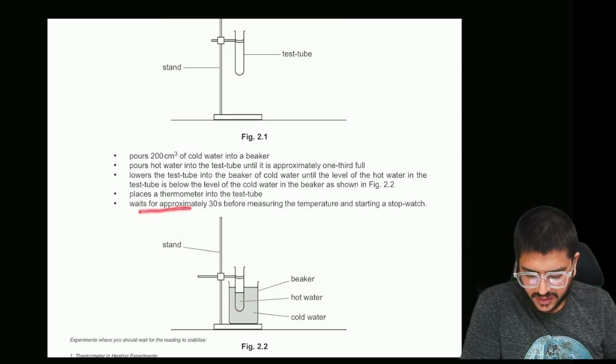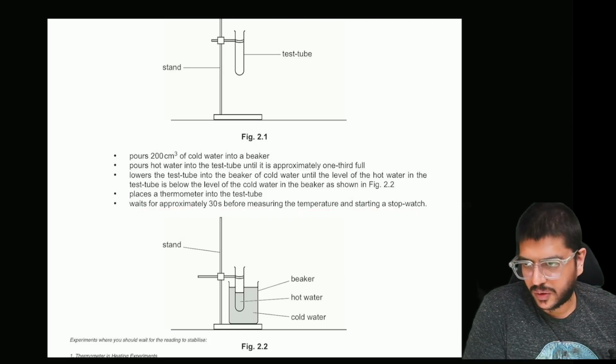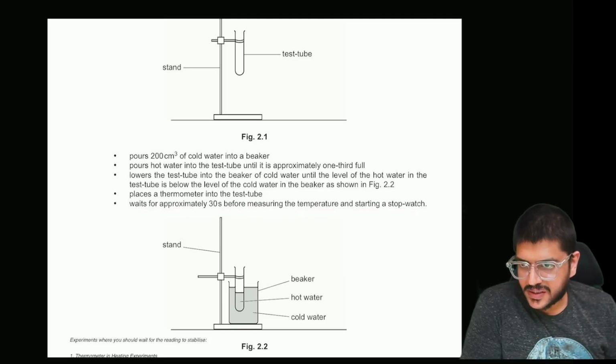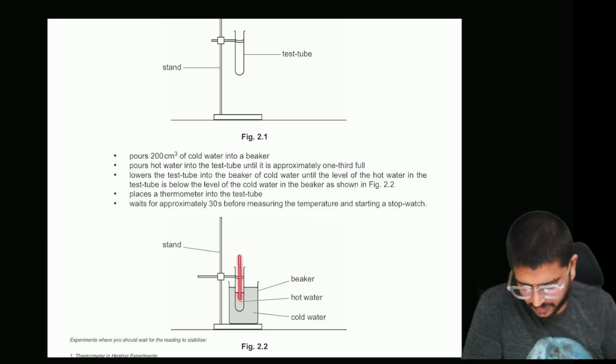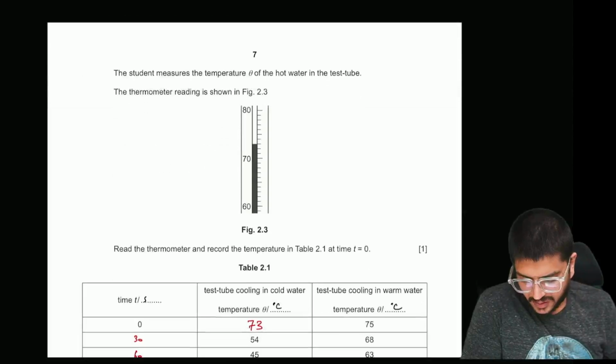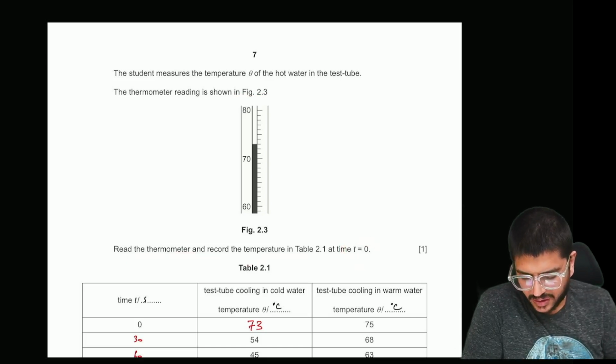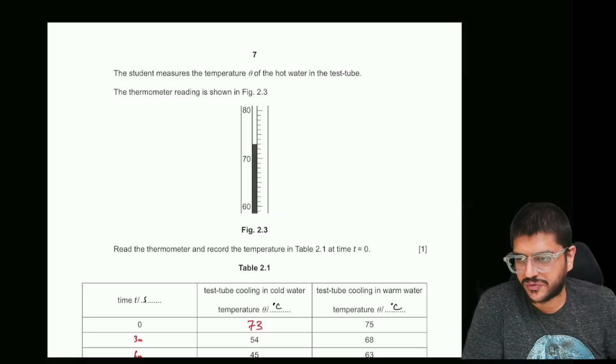Waits for approximately 30 seconds before measuring the temperature and starting a stopwatch. So he places the thermometer inside the test tube. Now, the first question is, this is the reading in figure 2.3. Read the thermometer and record temperatures in table 2.1 at time t0. So this is your initial reading. So this is the initial temperature of the hot water.